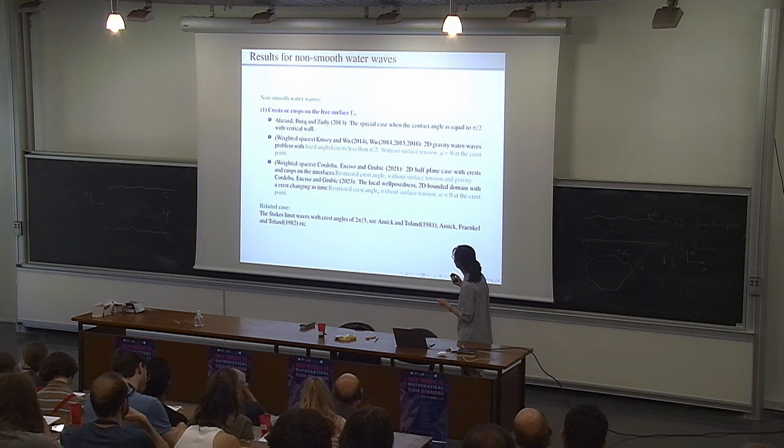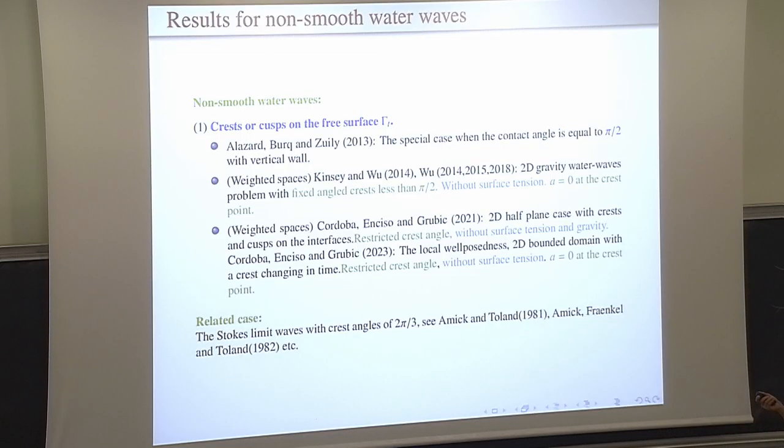And for the crest case, Kinsey and Wu did some work and proved the local well-posedness for some rigid crest angle less than pi over 2. She worked without gravity, and also the Taylor sign vanishes at the crest point. So the angle doesn't change in their works. And they proved it in a weighted space, I mean, weighted Sobolev space.